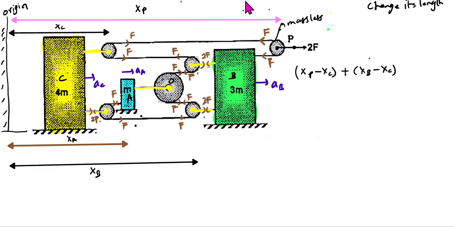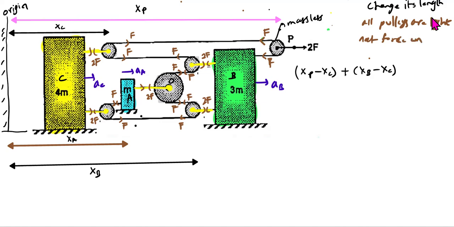Now this should be 2F. Okay, these are the forces acting. All the pulleys are massless. That's already given. All pulleys are light. So therefore, the net force on the pulley should be zero.